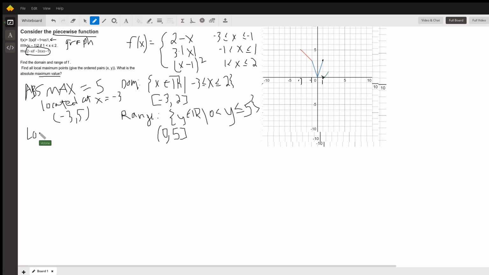So I think we can say that we have a local max at the coordinates 1, 3. That puts us here on this middle one, the blue absolute value. I'm at the endpoint 1, and the maximum value is 3. And I think we have answered all the questions.